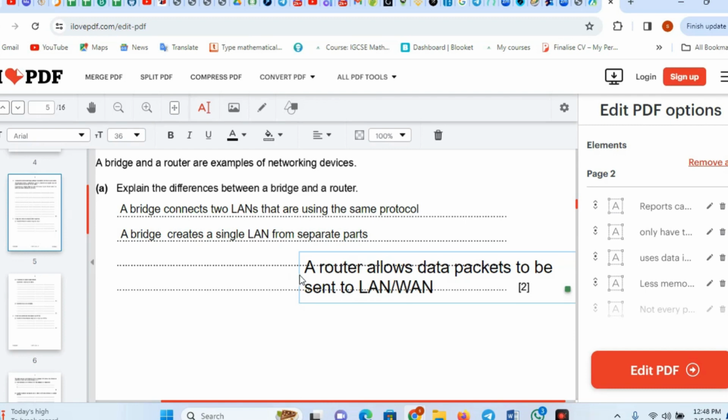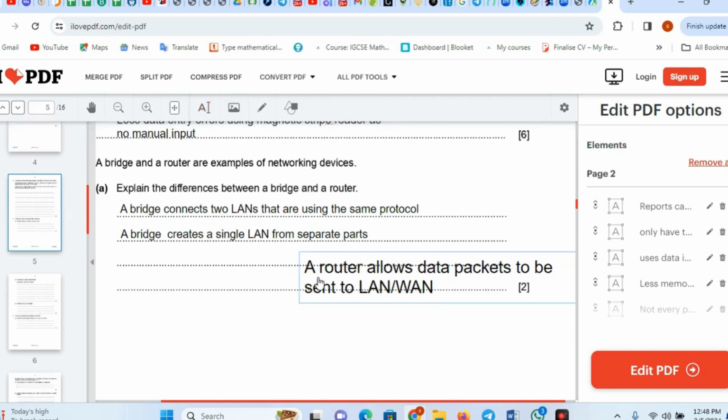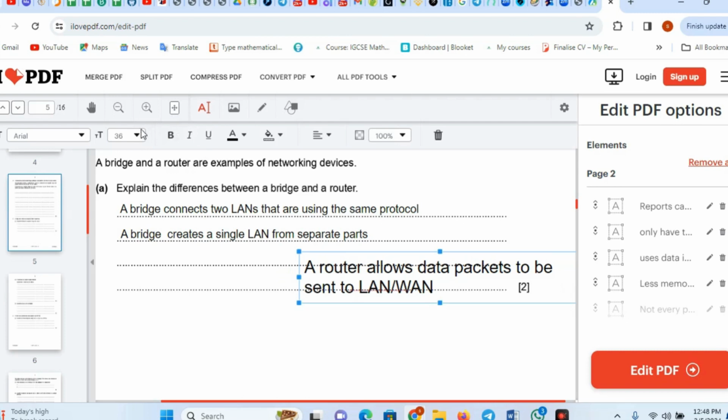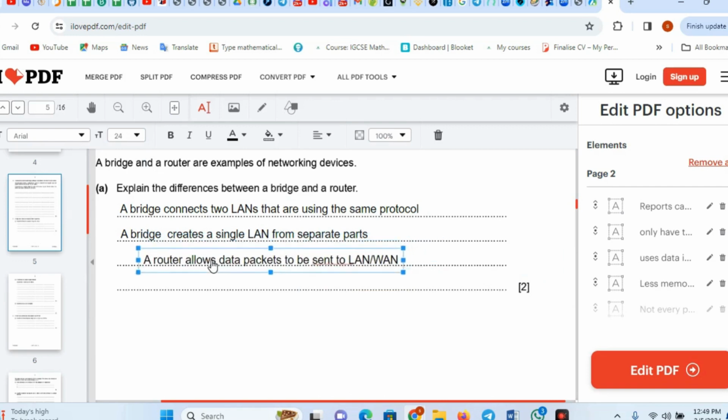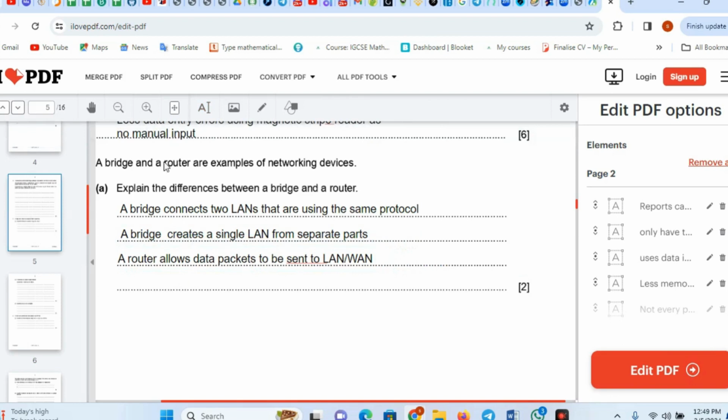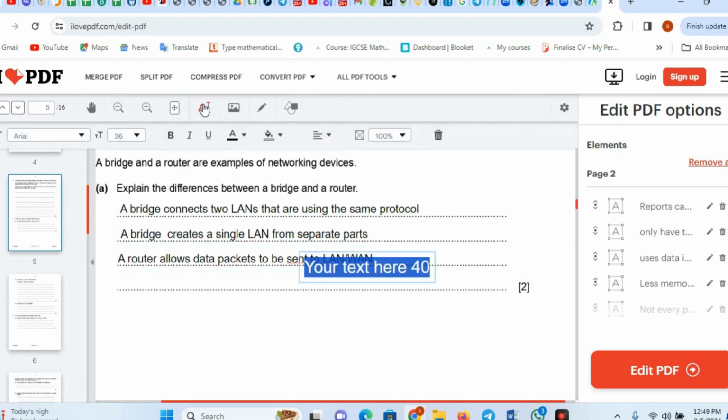That's it. That's the work of a router. It helps you to send data packets to LAN and WAN. That's one. Then what other thing does a router do? It connects a LAN to a WAN.